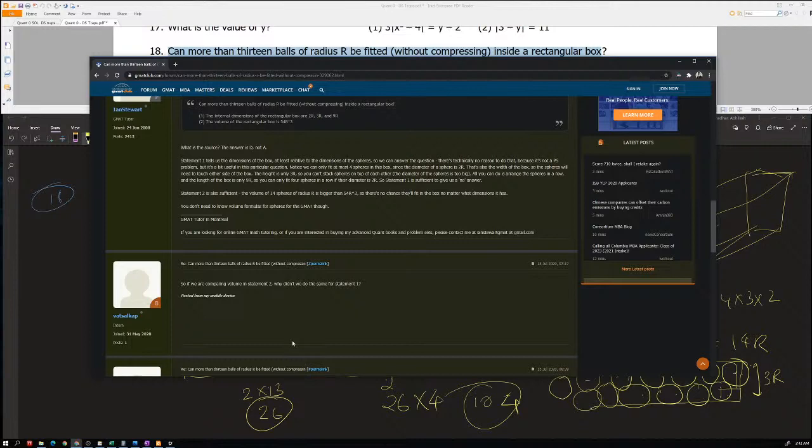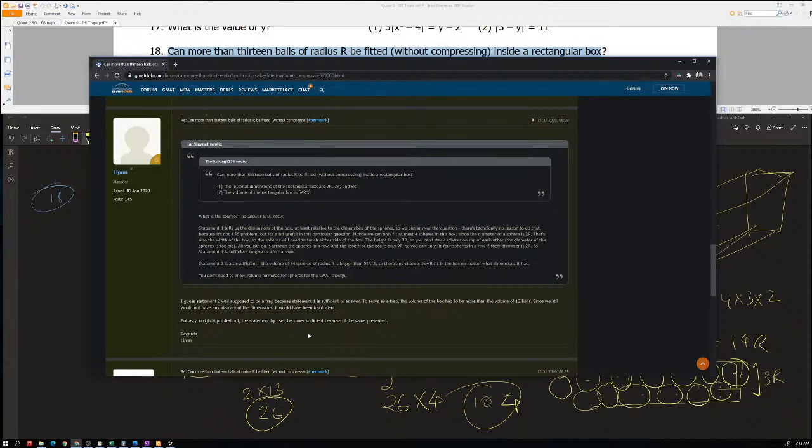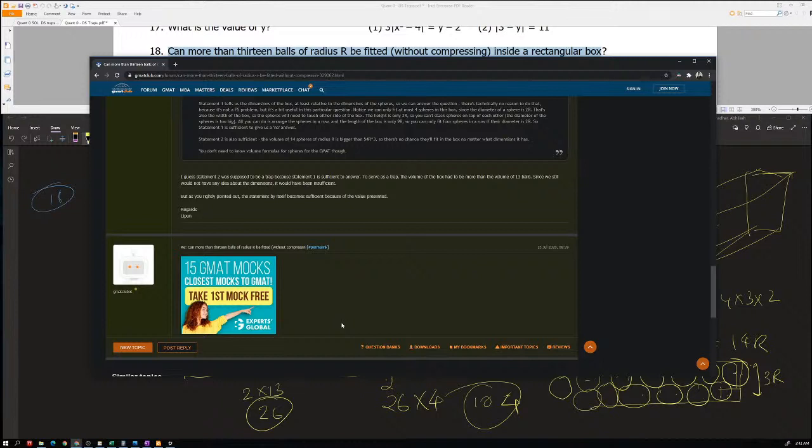So we are comparing the volume in statement 2. Why didn't we do the same in statement 1? I guess statement 1 is supposed to be a trap, because statement 1 gives just the volume of the box. Since we still would not have an idea about the dimensions, it would be insufficient. But as you rightly pointed out, the statement by itself becomes sufficient because of the value presented. Yeah, right. So it should be D.